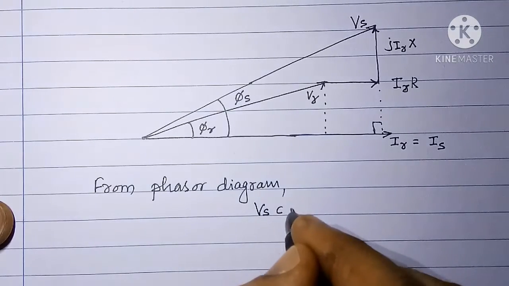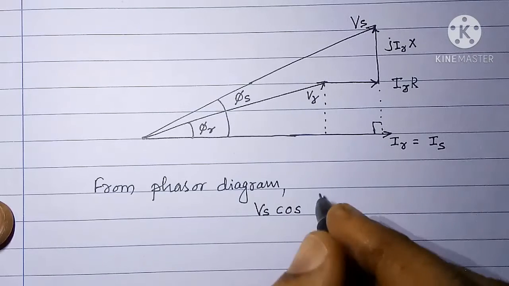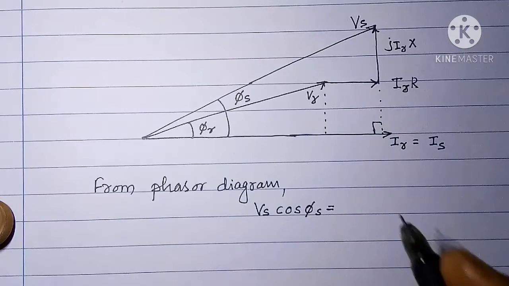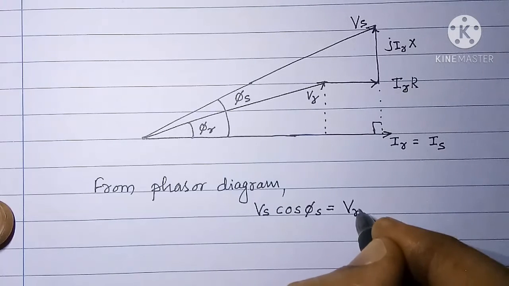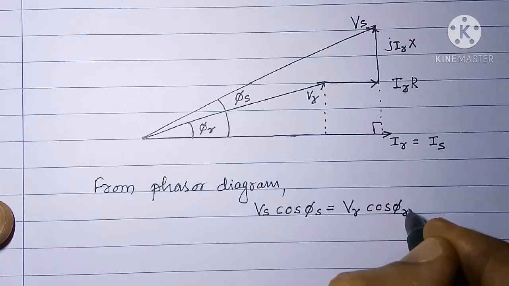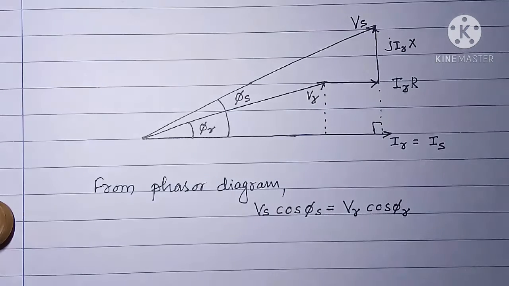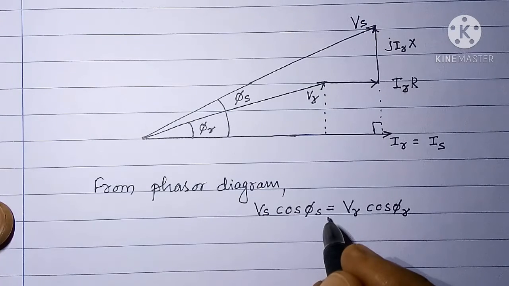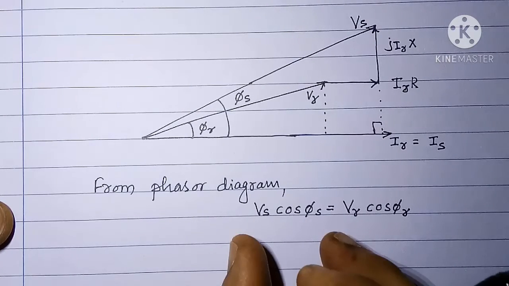Vs into cos phi s is equal to VR into cos phi r into... Vs into cos phi s. Vs into cos phi s is what?